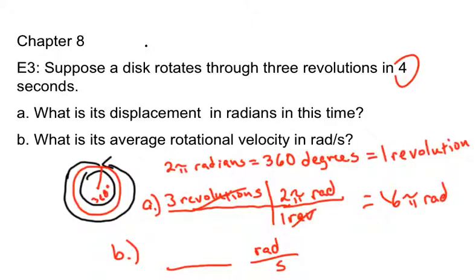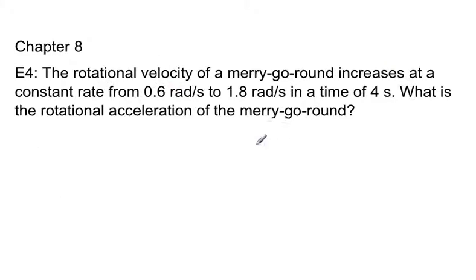Okay, let's do another one from Chapter 8. The rotational velocity of a merry-go-round increases at a constant rate from 0.6 radians per second to 1.8 radians per second in a time of 4 seconds. What is the rotational acceleration of the merry-go-round?